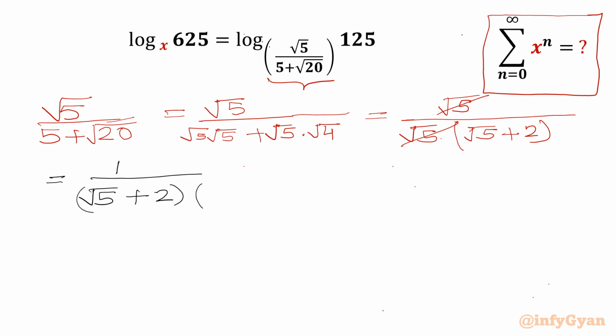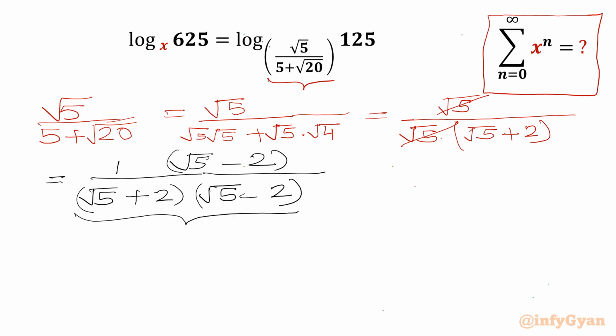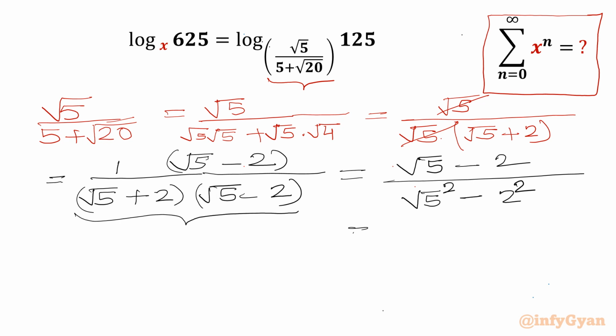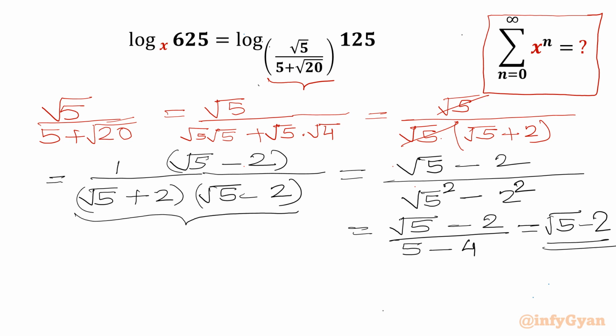Let's rationalize our denominator. So I will multiply the numerator and denominator by root 5 minus 2. Now the denominator is (a plus b) times (a minus b), so we can use the difference of two squares formula: root 5 squared minus 2 squared. And the numerator is root 5 minus 2, which will give us root 5 minus 2 over 5 minus 4. The ultimate value will be root 5 minus 2. This is our base here.